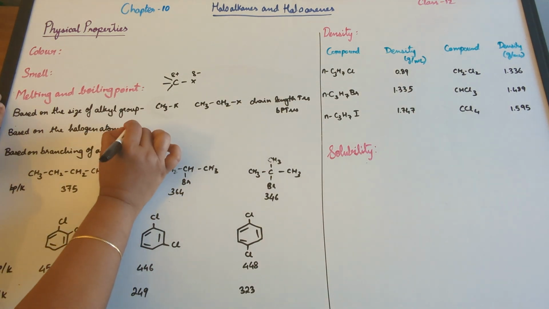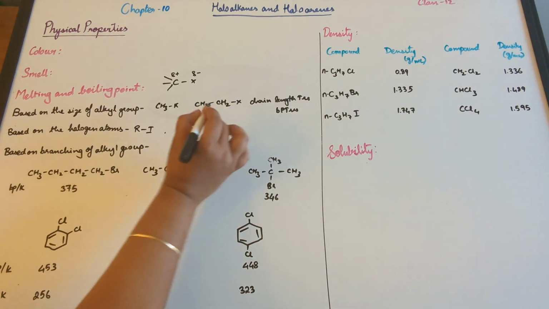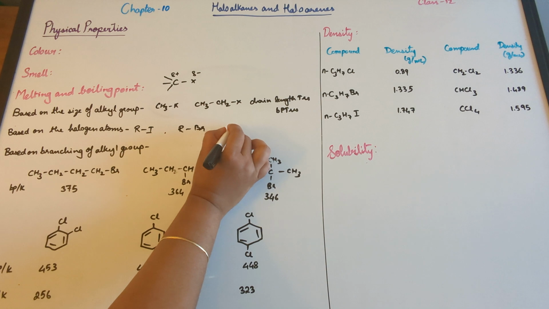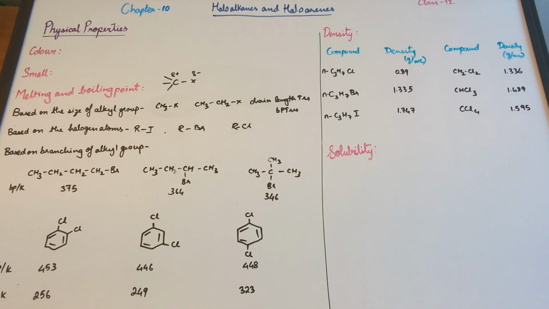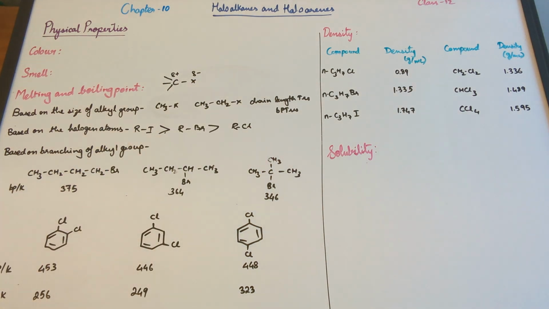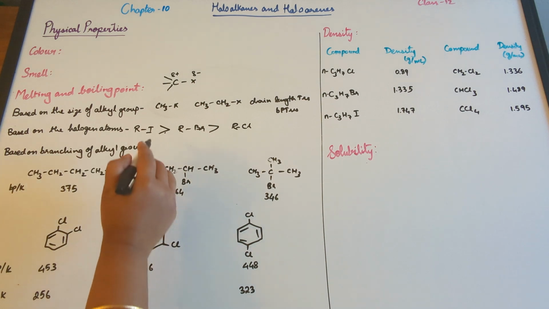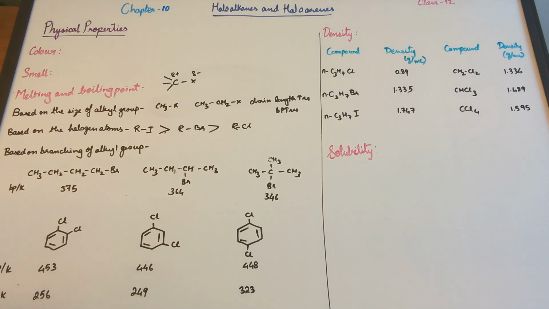The next one is based on the halogen atoms. Let's assume we have the same R, that is the alkyl group: RI, RBr, RCl. And again, the R group is the same in all 3 cases. Now, the boiling point is going to be highest for RI compared to RBr and then RCl. This is because when the mass of the halogen atom increases, there is an increase in the magnitude of van der Waals forces. And because of this, there is an increase in the boiling point and melting point.